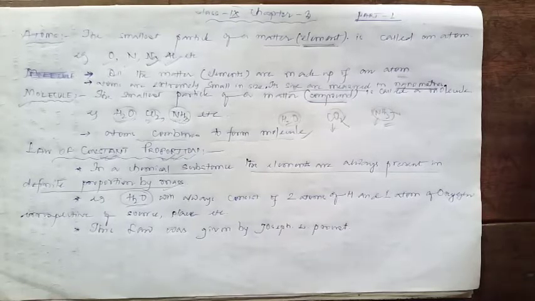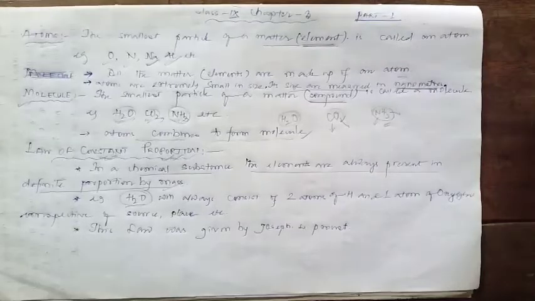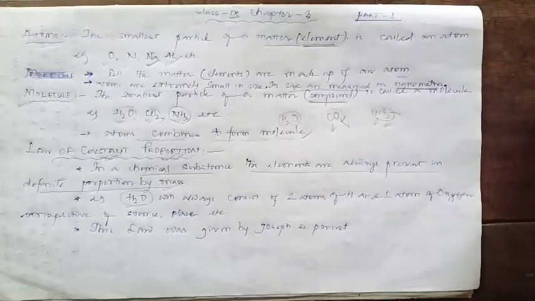Now what is the meaning of this? Say water is collected from a tap. The tap water will always consist of two hydrogen and one oxygen atom. If I collect that same water from the river, river water will also consist of two atoms of hydrogen and one atom of oxygen. If I collect it from a different place, say London, that water will always consist of two atoms of hydrogen and one atom of oxygen.